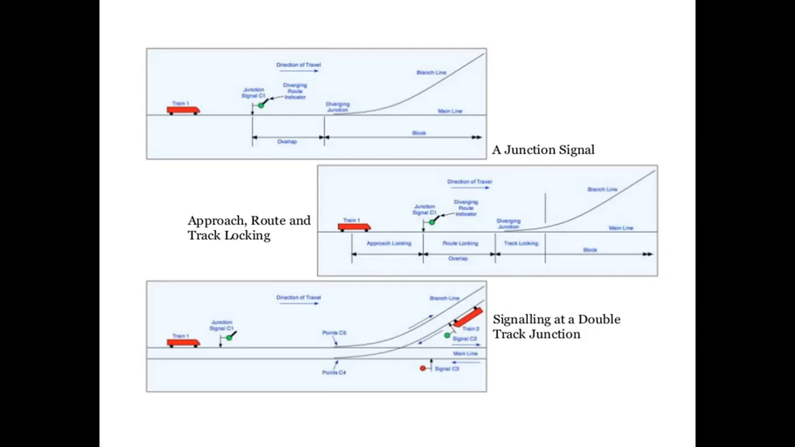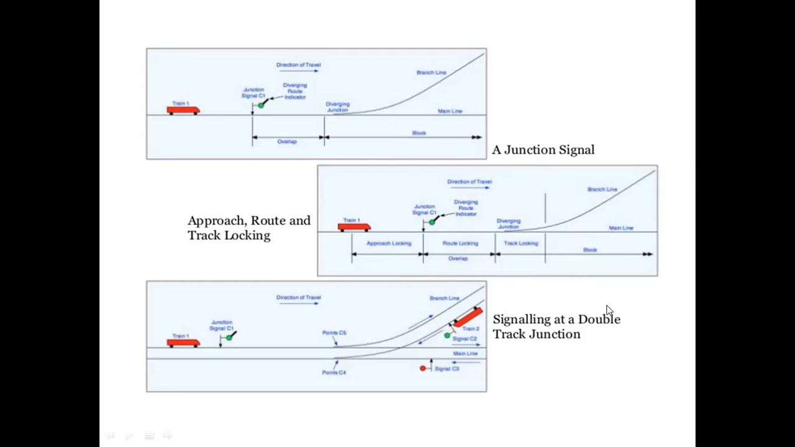Here in this signal, you can observe the direction of travel of the train is in this direction, and this is the diverging junction, and the route locking overlap, from the junction signal to the diverging junction. This is the track locking, and this is the approach locking from the train to the junction signal. And this is the branch line, this is the main line, for the approach route and track locking.